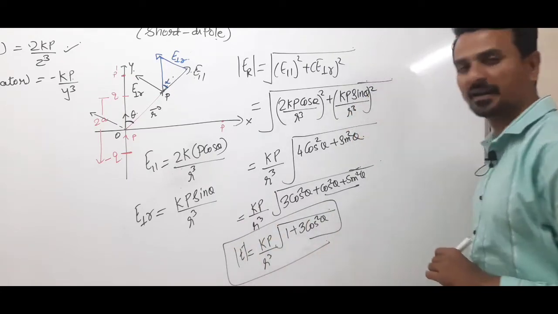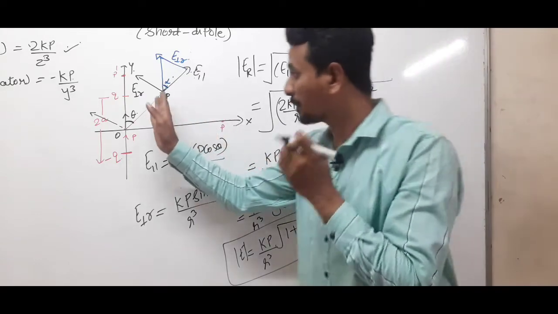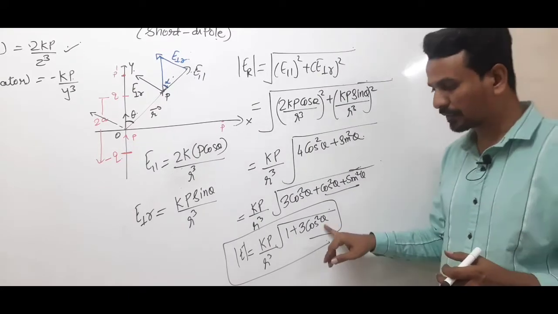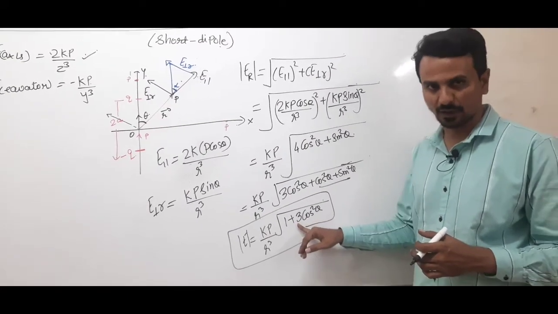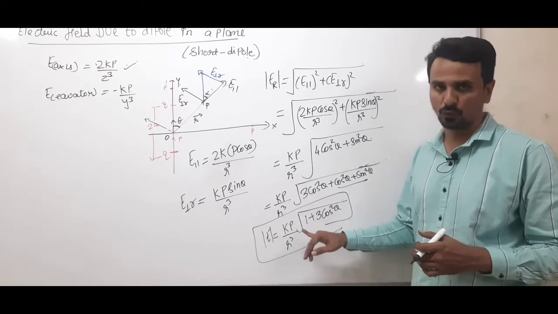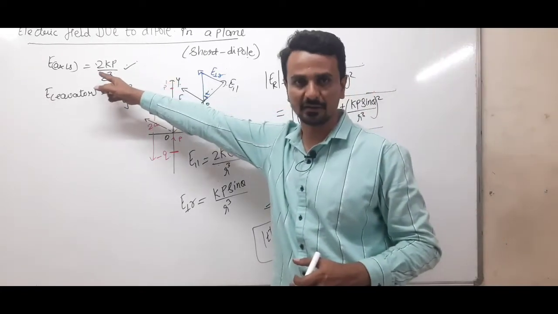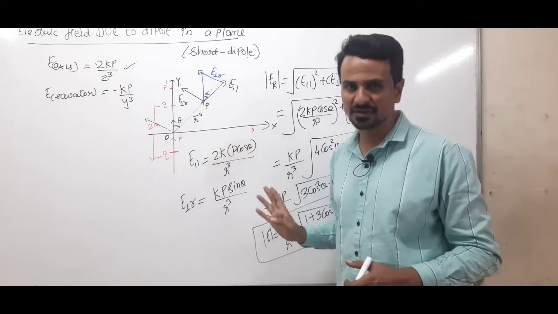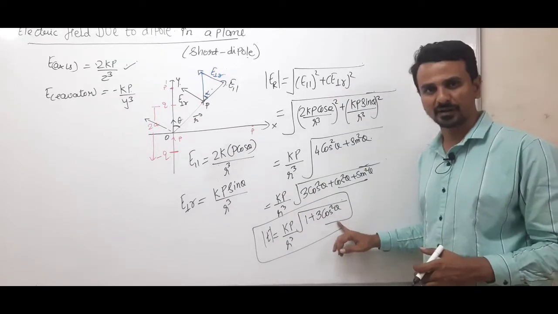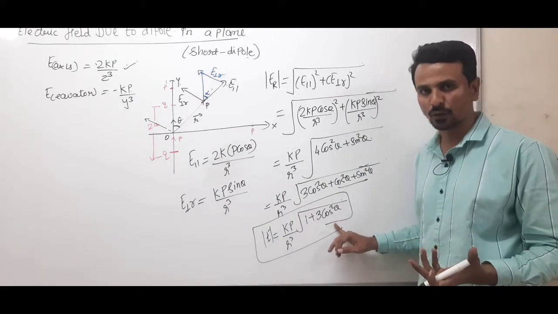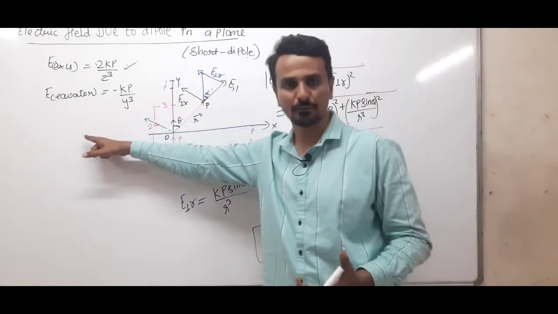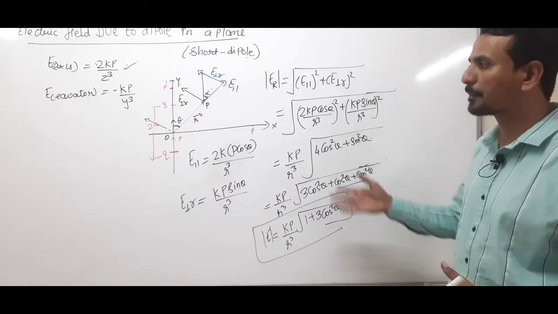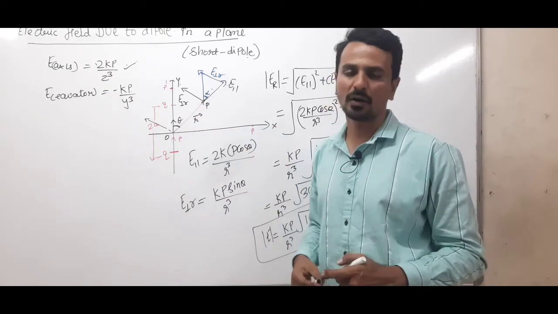See, if the point was along the axis, then theta will be 0. So place theta equal to 0. It will be 3 cos square 0 plus 1, that is 3 plus 1, 4, and root of 4 will be 2. So it is 2kp by r cube. We get the same result. If the point P lies along the equator, then theta will be equal to 90 degrees. Place 90 degrees over here. So 3 cos square 90, and cos 90 is 0. So you will get kp by r cube. So this is the formula to find the magnitude of the electric field when a point is neither lying along the axis nor along the equator.